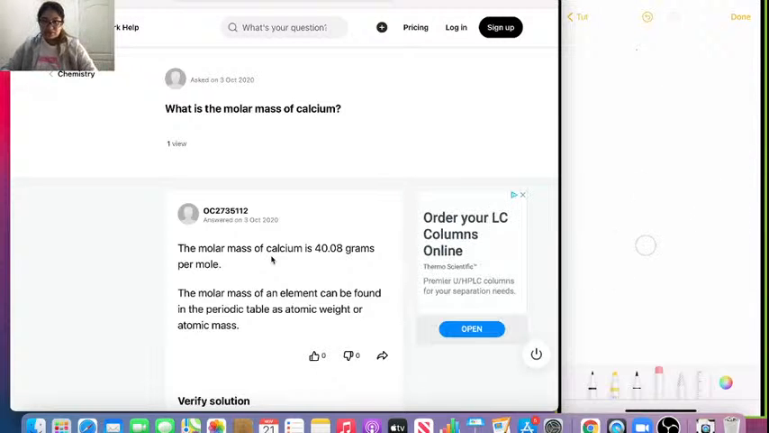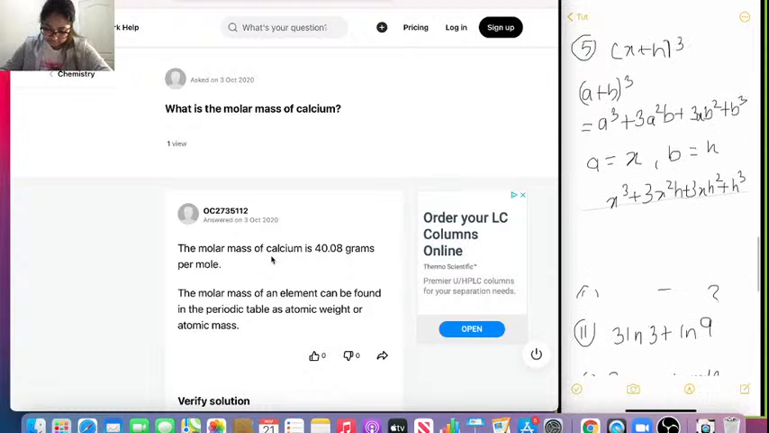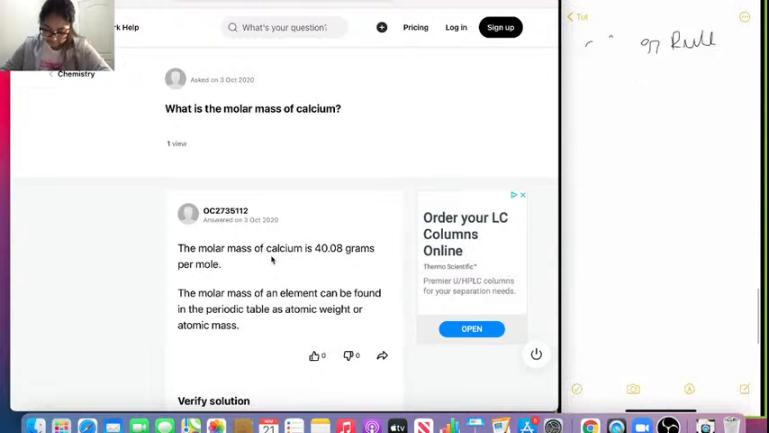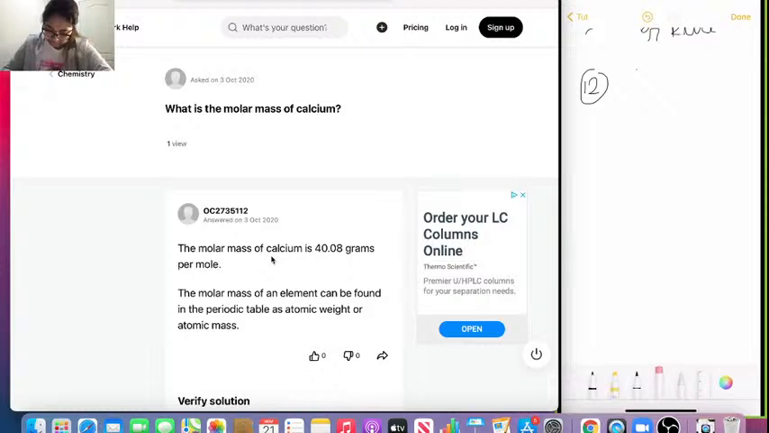Okay, so our next question says, what is the molar mass? So this is question 12. We have, what is the molar mass of calcium? Molar mass is denoted as Mn, so I'm just writing Mn of calcium.